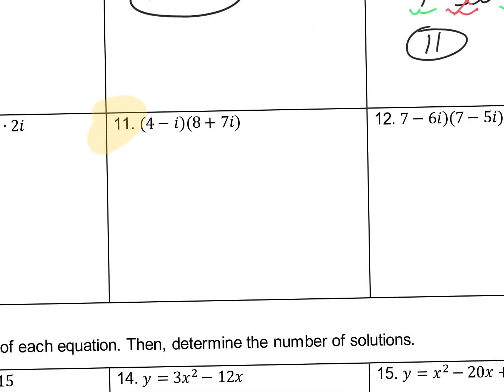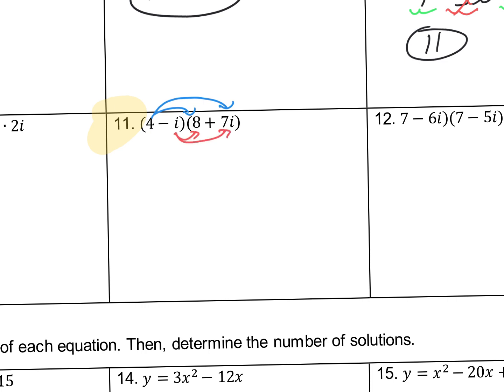Now this one does have both terms in parentheses, and it's not separated with a plus or minus sign. So this is multiplication. So we're going to have to use the FOIL method, where we're multiplying the first terms, and then the outside terms, and then the inside terms, and the last terms.